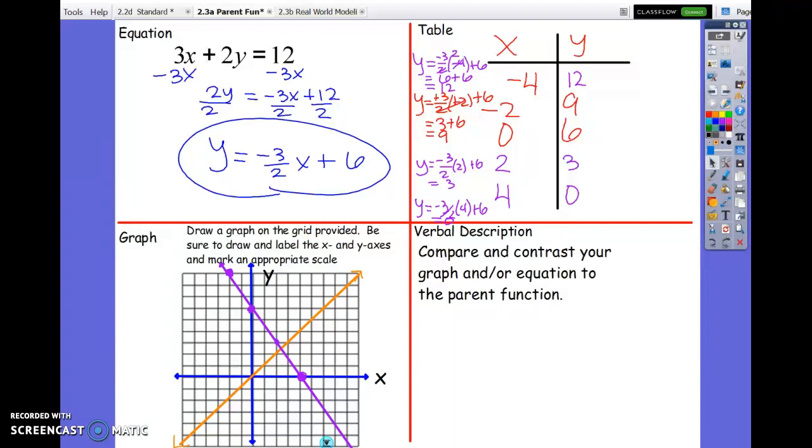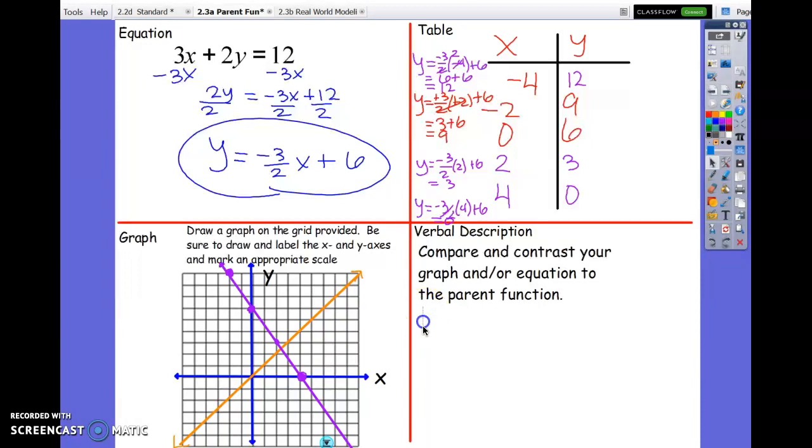Here in the purple, I used my table of values in order to graph my line. Okay, I noticed that -4, 12 didn't fit on my graph, so I didn't graph it. That is perfectly all right. All I needed was 2 points to draw that line. Now we're ready for our verbal description.